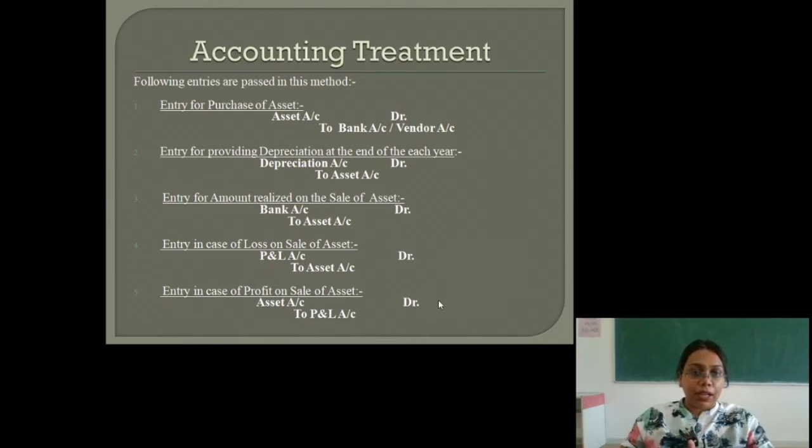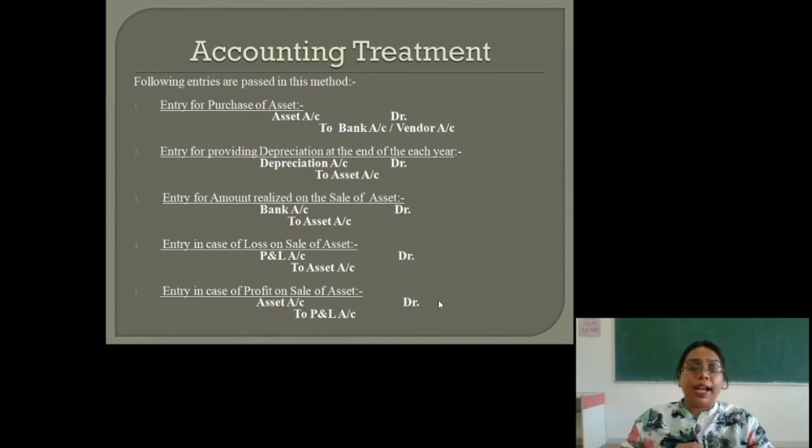Secondly, the entry for providing depreciation at the end of each year. If we are providing depreciation to that particular asset, we will pass the entry as depreciation account debit to asset account.